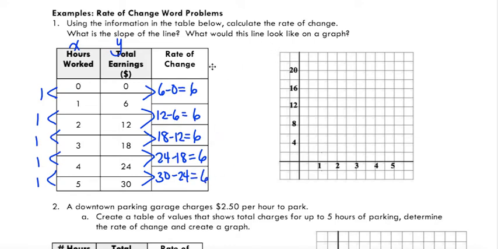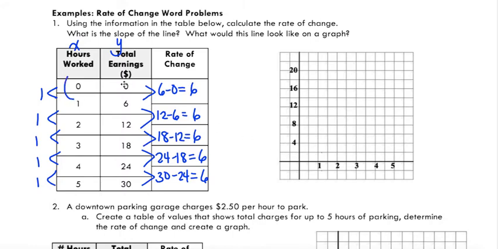So we're going to use this information to graph this on a set of coordinates, or a set of axes. First of all, we figured out that the rate of change is 6. That means that when we look at our graph, we're also going to notice that our slope should also be 6. So I'm going to plot my coordinates.